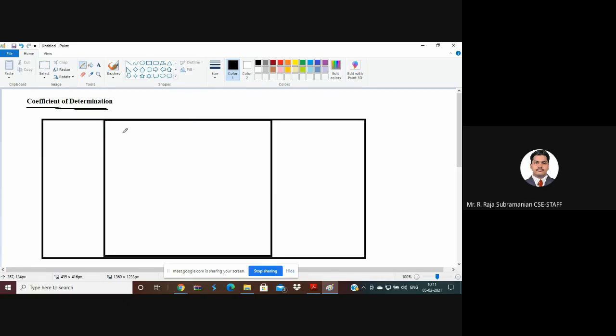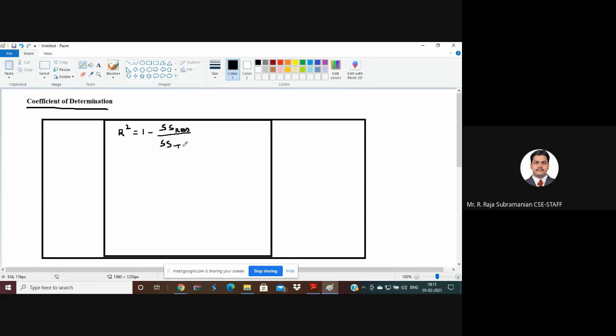Now, what is the formula for R squared? What is the formula for R squared? 1 minus the residual sum of squared errors, RES. I hope I wrote RES here. It is clear, right? Divided by SS tot.